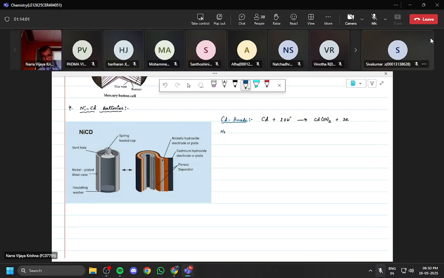Nickel oxide. There, HgO. Here, NiO. So nickel oxide acts as cathode. I am writing 2 NiOOH plus 2 H2O plus 2 electrons gives rise to 2 Ni(OH)2 plus 2 OH minus. Check whether the reaction got balanced or not. Balanced?